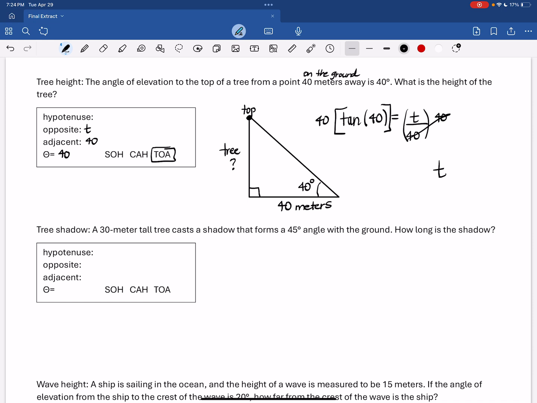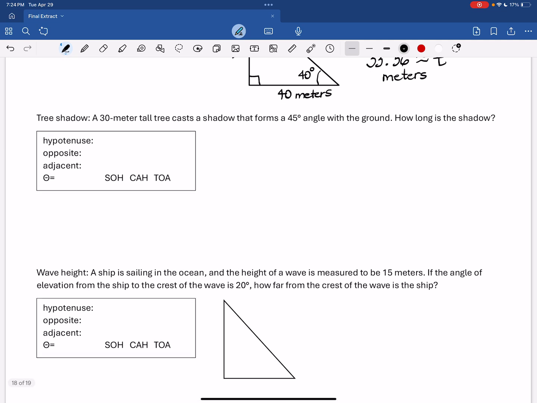So the tree is about 40 times the tangent of 40. So it is approximately, let's round to hundredths on this one, not hundreds. Approximately 33.56. Again, that's a very tall tree if we're talking meters. I think feet would have been a much more reasonable unit, but the problem used meters.